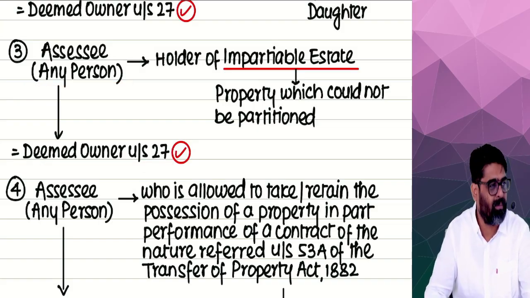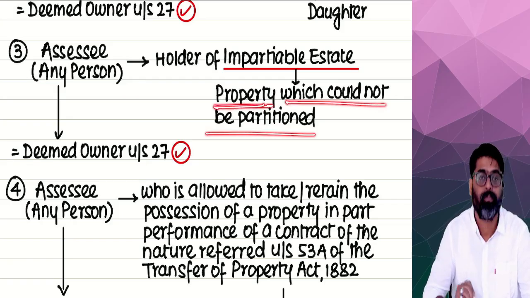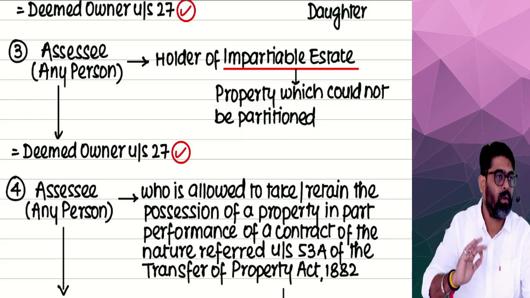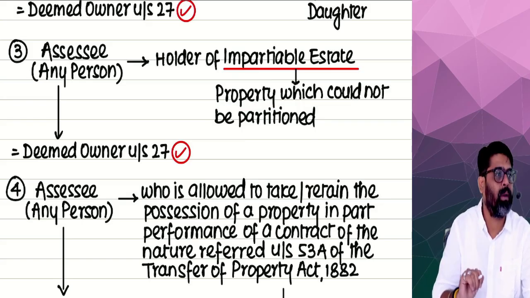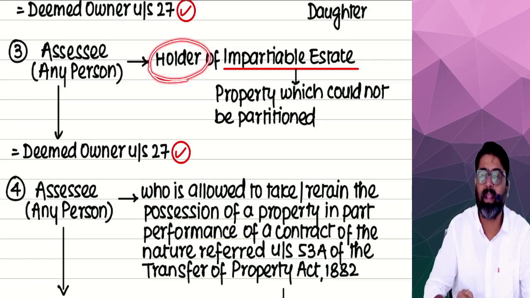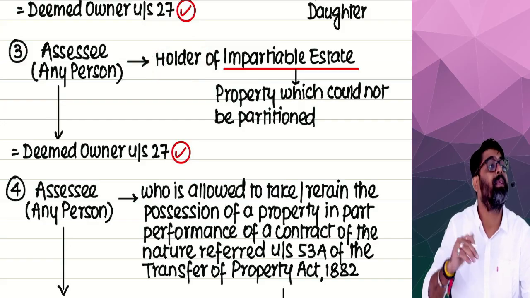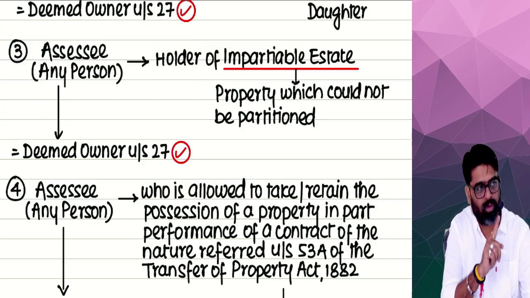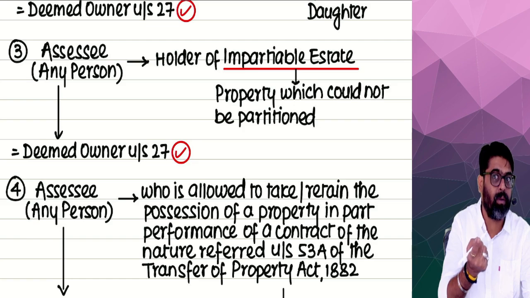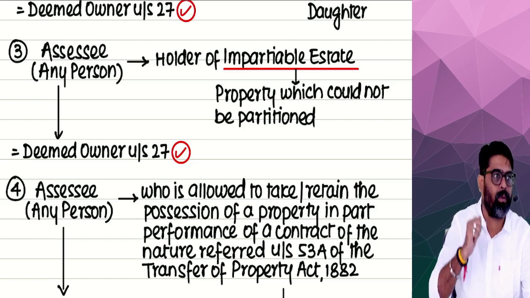Now, what is an impartable estate? A property which could not be partitioned. The property whose partition did not happen or cannot happen. Yes or no? So such a type of property which cannot be partitioned, whose partition was not done, that property is known as what? Impartable estate. And if you are just holding that property, taking the decisions of that property, then you should be treated as the owner of that property. Because you are the holder of that property, taking the decisions, having control over that property.